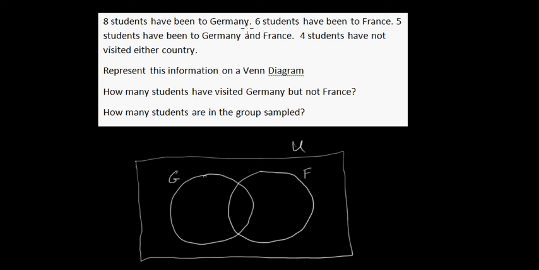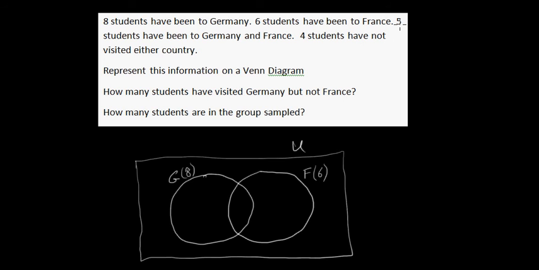So we have 8 students who've been to Germany, but we don't know how to divide those up. We don't know how many have been to Germany only and how many have been to Germany and France. So let's just put the 8 here to represent 8 students who have gone to Germany. 6 students have been to France. Again, same logic here. I don't know how to split up that 6, so we'll just put the 6 here to tell us that 6 students have gone to France.